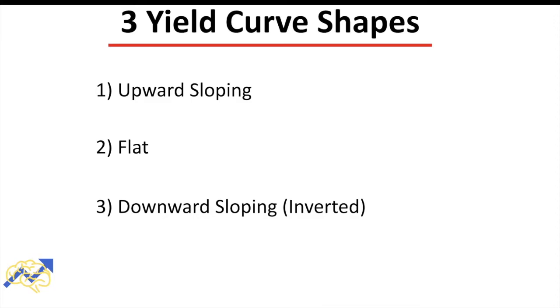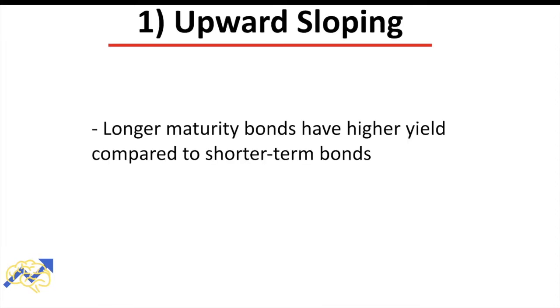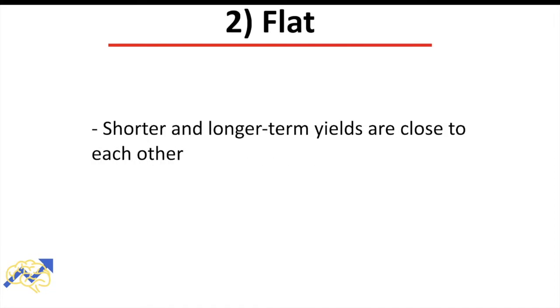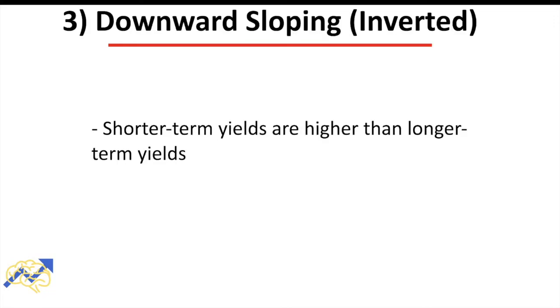So let's first take a look at upward sloping. For upward sloping, this is the normal shape of the yield curve. And when the yield curve has this shape, it means that the longer maturity bonds have higher yields compared to shorter term bonds. The next shape we have is flat. For the flat shape, it means that the shorter and longer term yields are close to one another. And for the third shape, we have the downward sloping curve or the inverted yield curve. So this indicates to us that the shorter term yields are higher than the longer term yields.